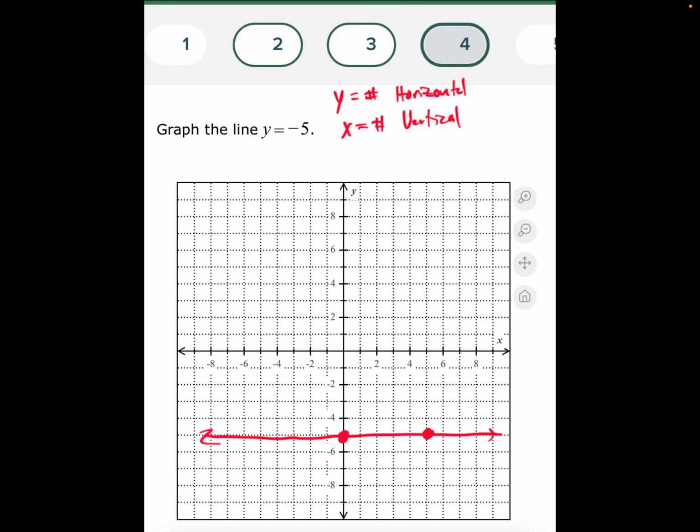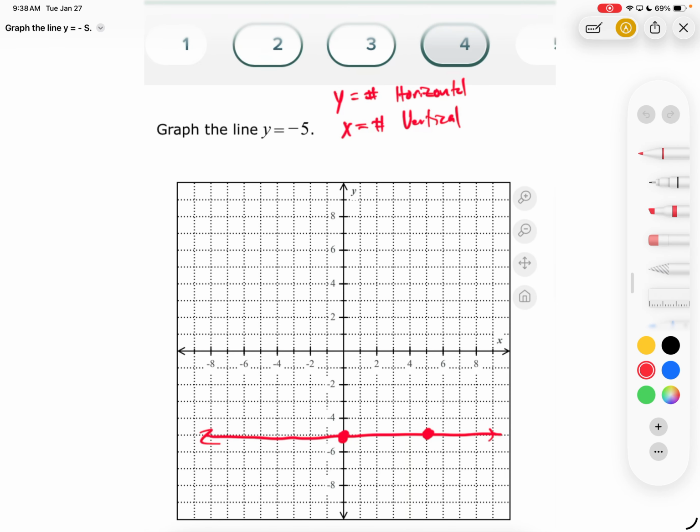All right, the next one, if you have y equals a number, it makes a horizontal line. If you have x equals a number, it makes a vertical line, okay? So what you do here is you just start at -5, like y equals -5, and you put a point, and it doesn't really make sense to draw it this way because y equals -2 would be the same thing. So y equals -5, I believe, Alex, you got to put one other point.